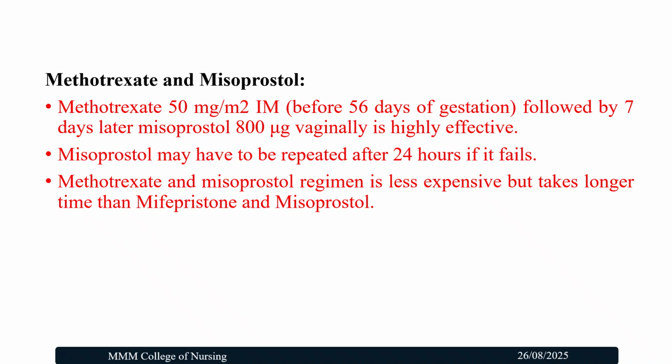Methotrexate and misoprostol. Methotrexate 50 mg IM before 56 days of gestation, followed 7 days later by misoprostol 800 microgram vaginally, is highly effective. Misoprostol may have to be repeated after 24 hours if the MTP procedure has failed. The methotrexate and misoprostol regimen is less expensive but takes longer than mifepristone and misoprostol.